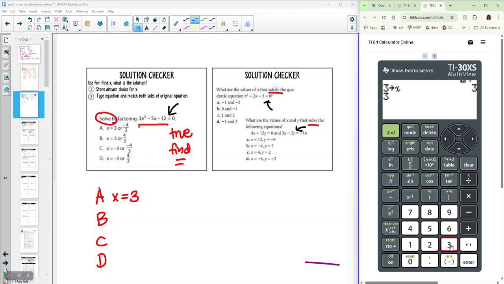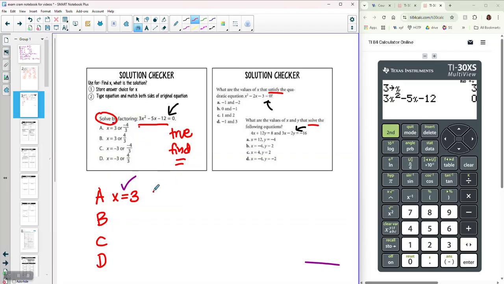I'm going to put in the original equation, 3x to the power of 2 minus 5x minus 12. Now when I hit enter, I'm hoping that the other side of the equation is 0, because that will mean 3 is a true value that would balance the equation. I press enter. Ooh, yes, that worked. So I put a little check mark there.